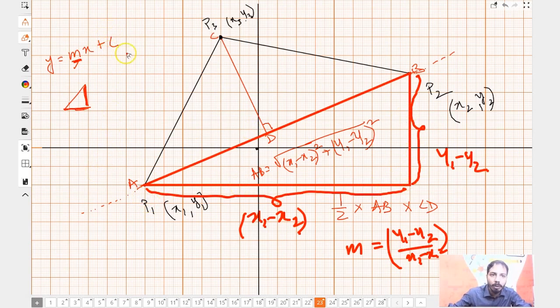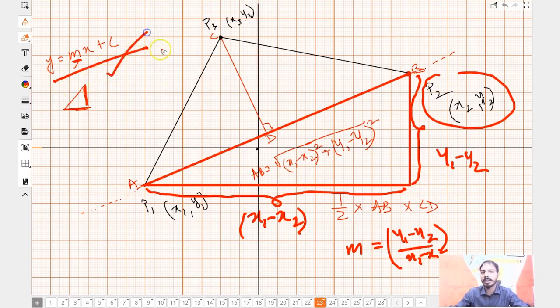Now you might think, how to find c? You know one of the points which lies on this line. You know that this point P2 is a solution of this line. Put this value in place of x and y, and you will get the value of c. In this way you can find this equation. Once you have it, you can find the distance of any point to this straight line. For example, this C is one point, and you can find this distance.